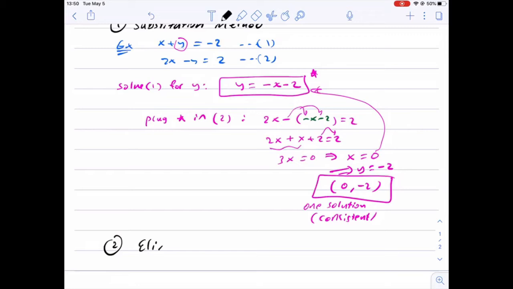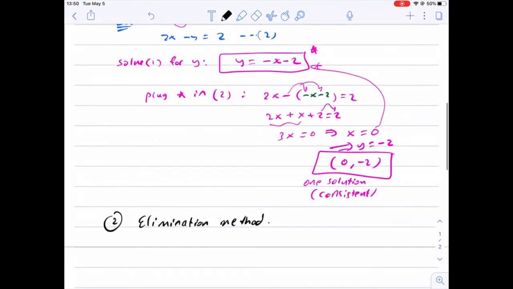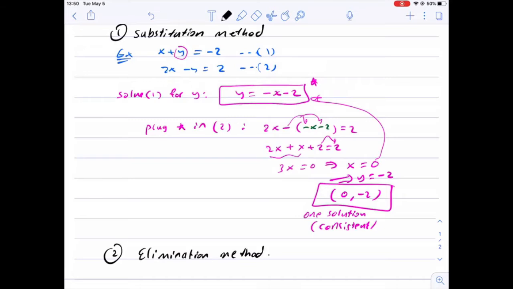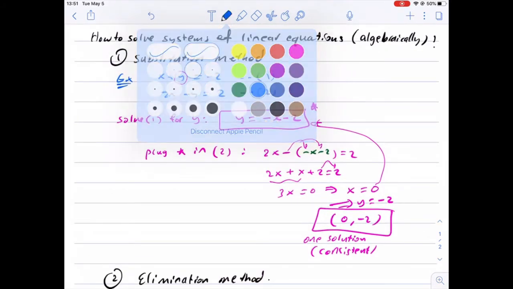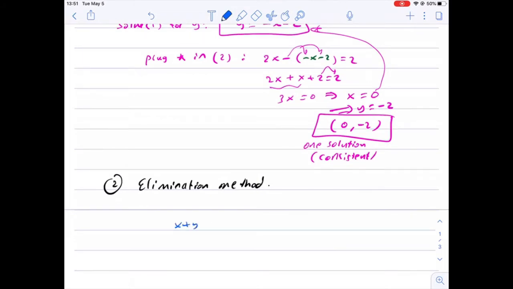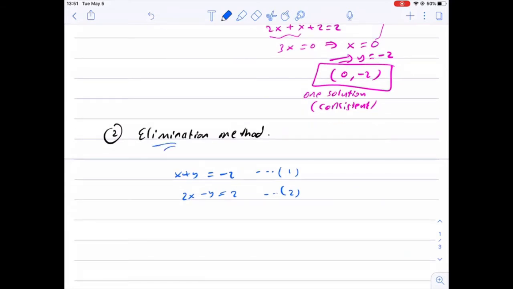Now, the second method is called the elimination method, and this method is based on the step that we eliminate one variable, either x or y, by adding the two equations, or subtracting them, or multiplying by some value and adding that to the other equation. Let's solve the same problem using the elimination method. We have x plus y equals -2. This is equation 1. And 2x minus y equals 2. This is equation 2.